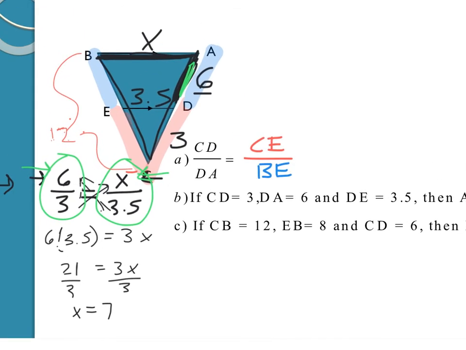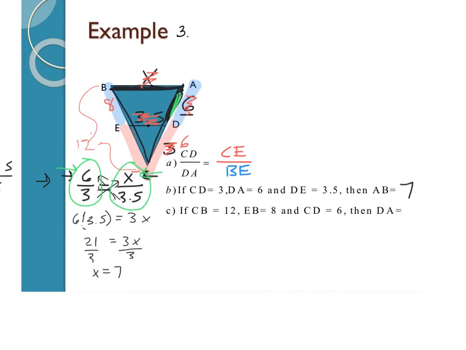EB is 8, and CD is 6. So we can cross these out. CD is 6. Then DA is equal to what? So DA is going to be our x. That's what we need to find.